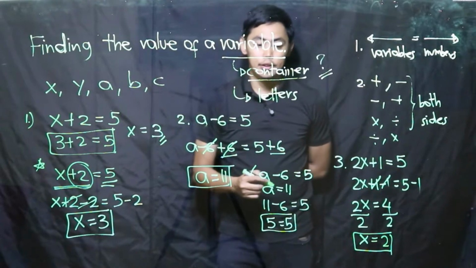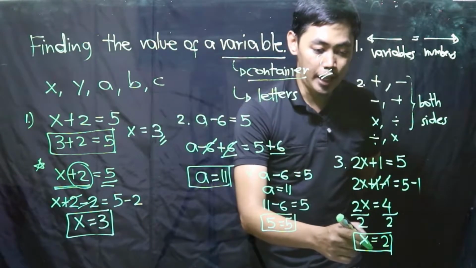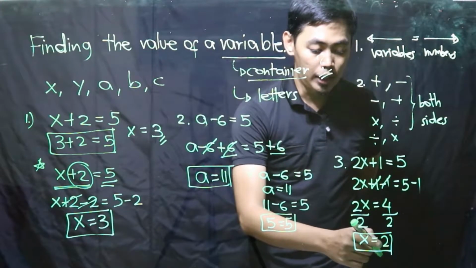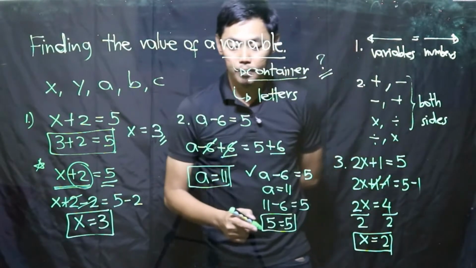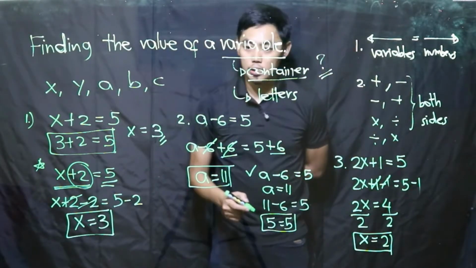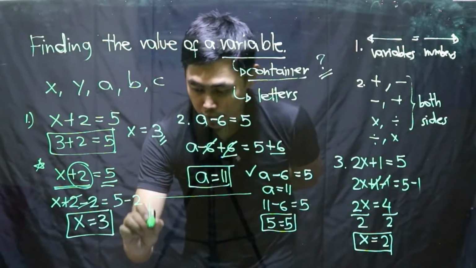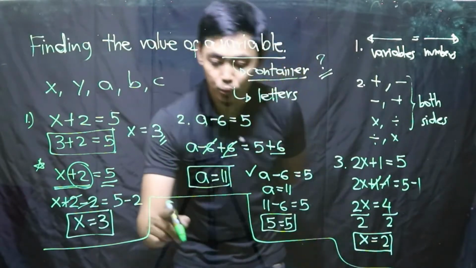Alright? So this is the answer. If we do checking, you will just need to assign 2 to the variable and then you will get 5. Alright? So I think we have space here. I think we can do one more. Okay, so let's do one more.